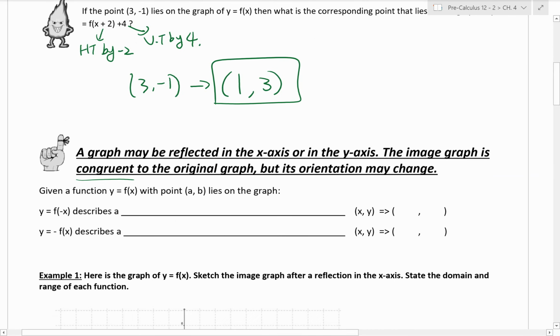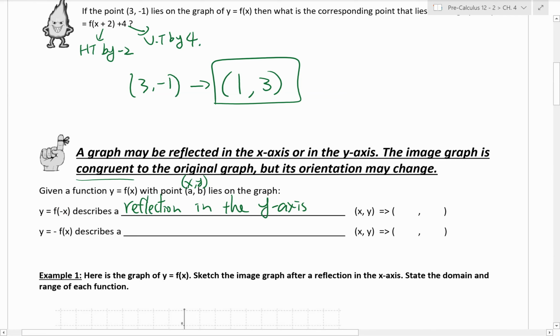Okay. It says given the function y equals f of x with the point (x, y) on the graph. I should say x and y because I changed that. I forgot to change it here. Y equals f of negative x. So what happened here was we replaced x with negative x. So this is a reflection in the y-axis. Okay, so again, this may seem odd. We're just changing x to negative x.